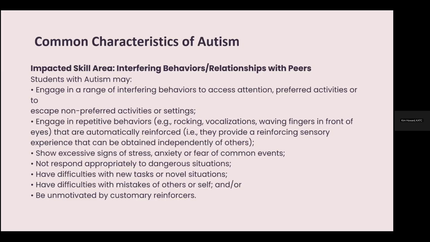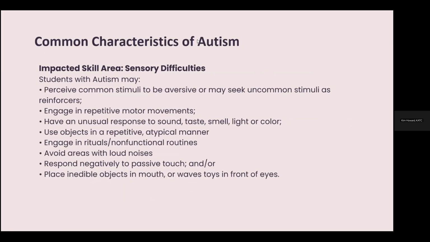I see a lot of students that have serious challenges with making mistakes. So when they make mistakes, they're just distraught about it. They do not want to make mistakes. And so they get really upset with themselves or others. It may be our students that are unmotivated by what we would consider normal reinforcers for our students. We're also thinking about sensory difficulties.